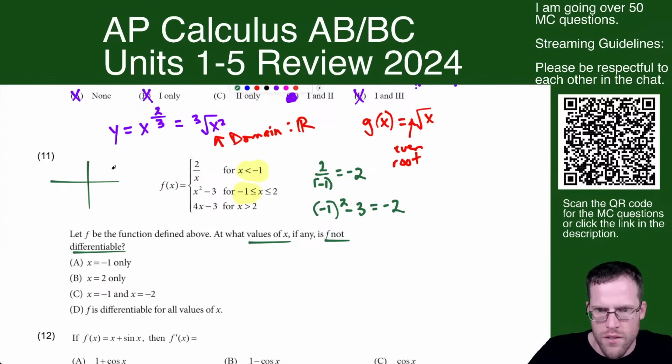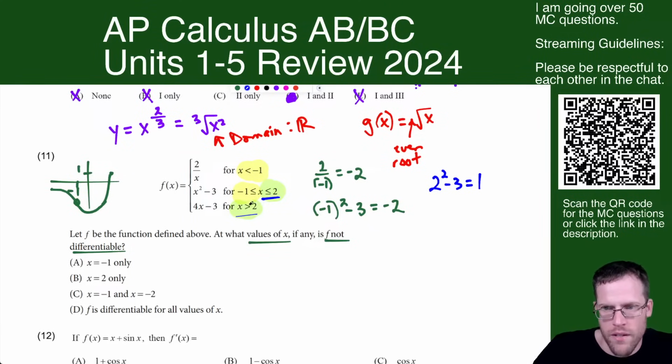So if I think about this, like 2 over x, the whole graph would look like this. But if I restrict it to x less than -1, then I have this open here. But then x squared minus 3 is going to connect at -2, and it's going to go like this, until 2, and at 2, it's going to bring us to 1. I'm just doing this math in my head. And I know it's going to go to 1 because if I expand this piece and plug in 2, I get 2 squared minus 3 is 1.